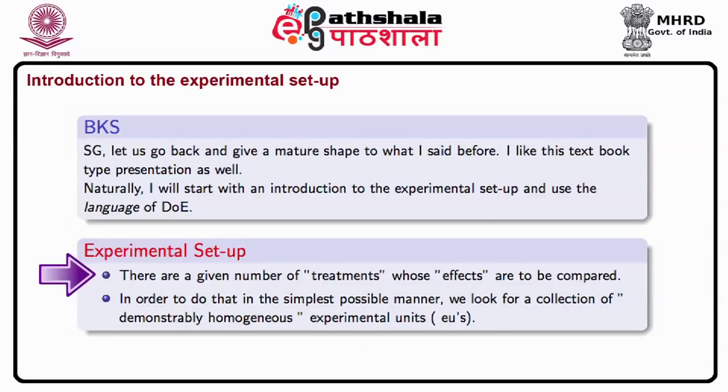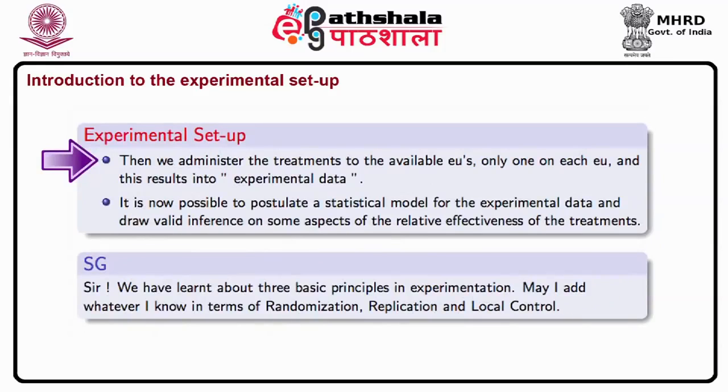There are a given number of treatments whose effects are to be compared. In order to do that, in the simplest possible manner, we look for a collection of demonstrably homogeneous experimental units. Then we administer the treatments to the available experimental units, only one on each experimental unit, and this results in experimental data. It is now possible to postulate a statistical model for the experimental data and draw valid inference on some aspects of the relative effectiveness of the treatments.